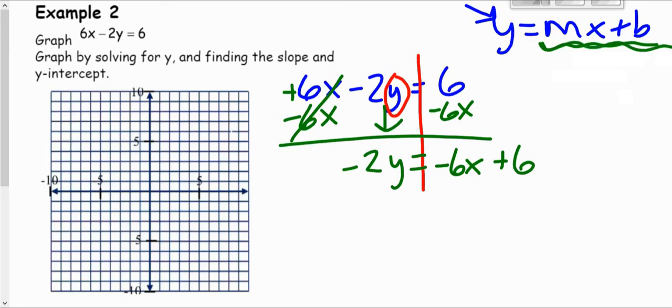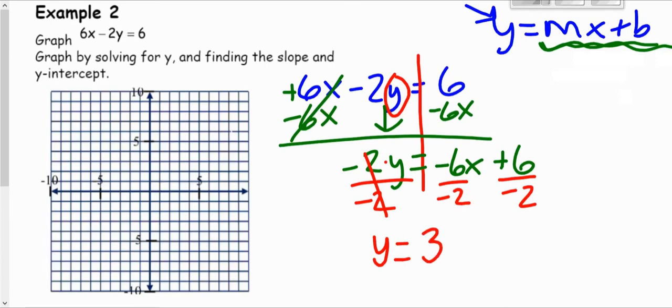So the last thing is what is happening between the negative 2 and the y? They're multiplying. So what's the inverse of that? Dividing. I'm going to divide all the way across. Okay. So now I have y equals negative 6 divided by negative 2 is 3, and it would be okay if you get a fraction there. We know how to graph that. Don't forget the x. 6 divided by negative 2 is negative 3.